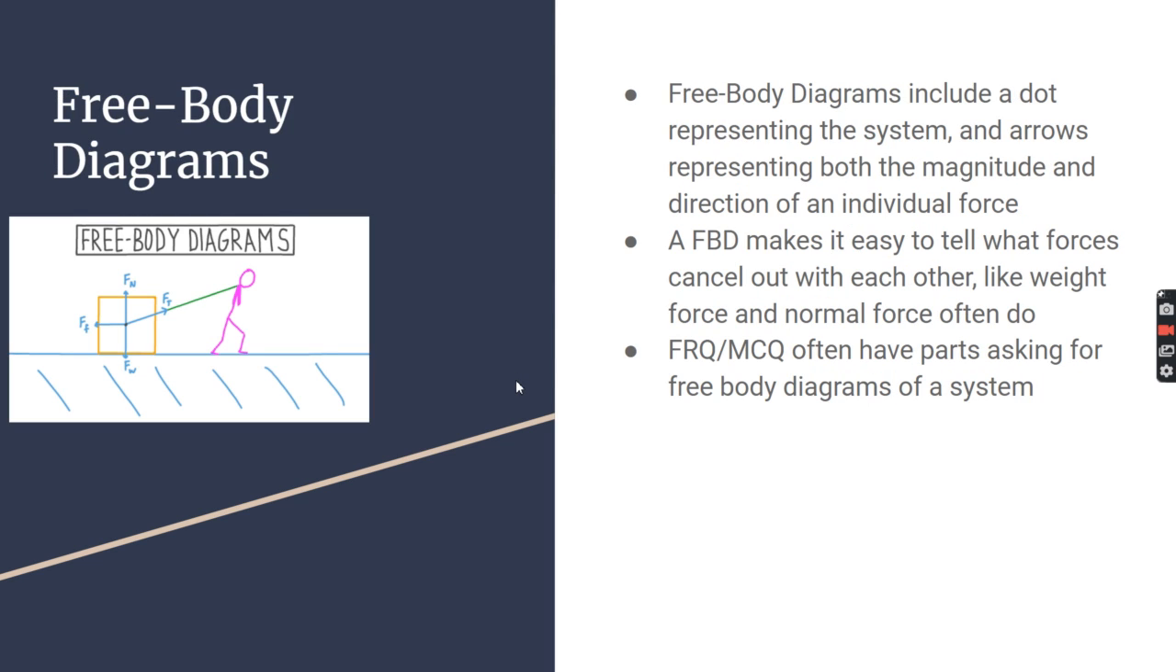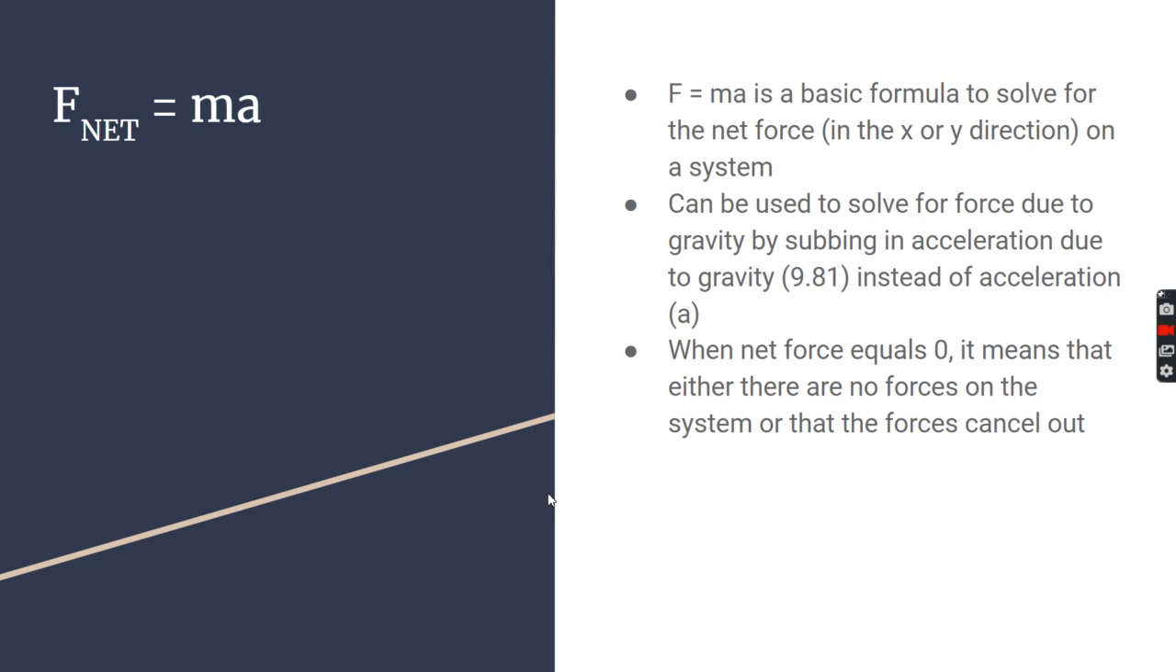So free body diagrams, this is one of the most important parts of this unit, is knowing how to draw one of these. They're very useful, and they also count for points on AP tests often. So this is a good example of one. This object, you draw a dot for whatever the system is. This one has a weight force. It has a normal force acting on it by the surface. It has a friction force that's going in the opposite direction of the acceleration by the ground, and then a tension force from this string that this person is pulling. So you have to always be aware of how many forces there are on an object, and what the net force is, and how they're related to each other.